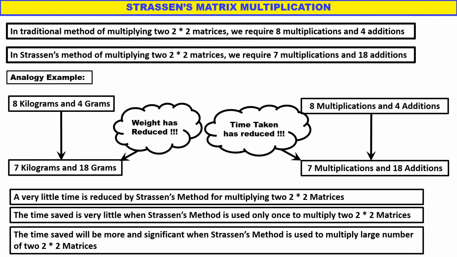The time saved will be more and significant when Strassen's method is used to multiply a large number of 2 cross 2 matrices. Not just two 2 cross 2 matrices, but a large number of 2 cross 2 matrices. Now, how does that happen?